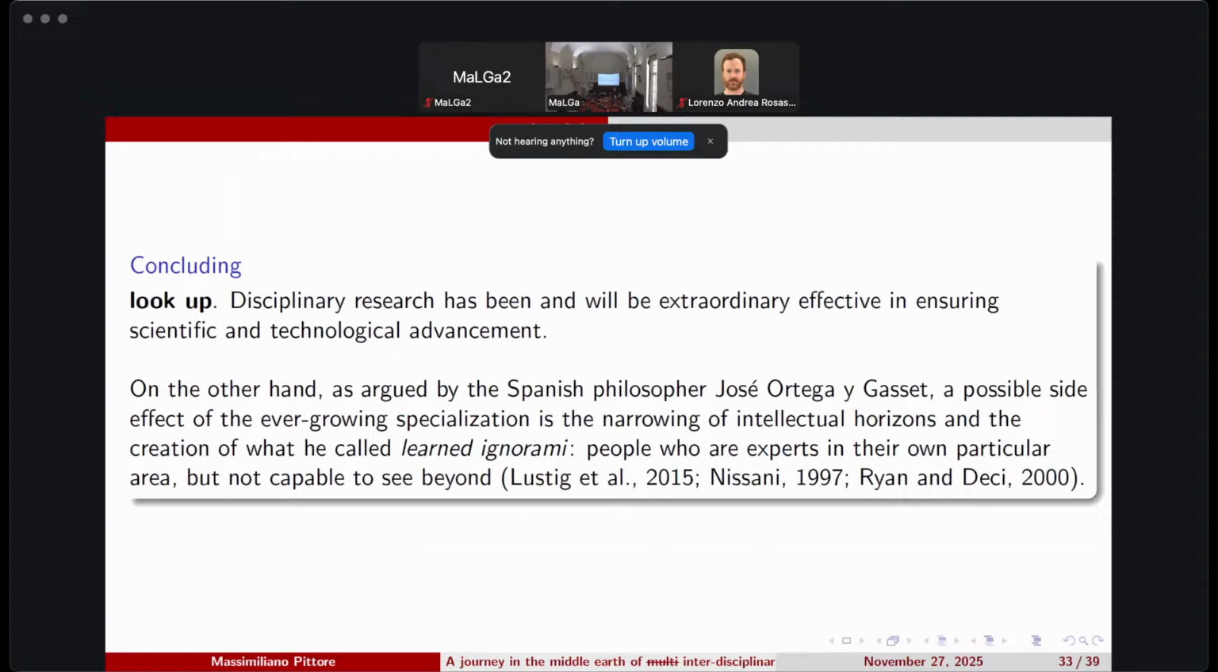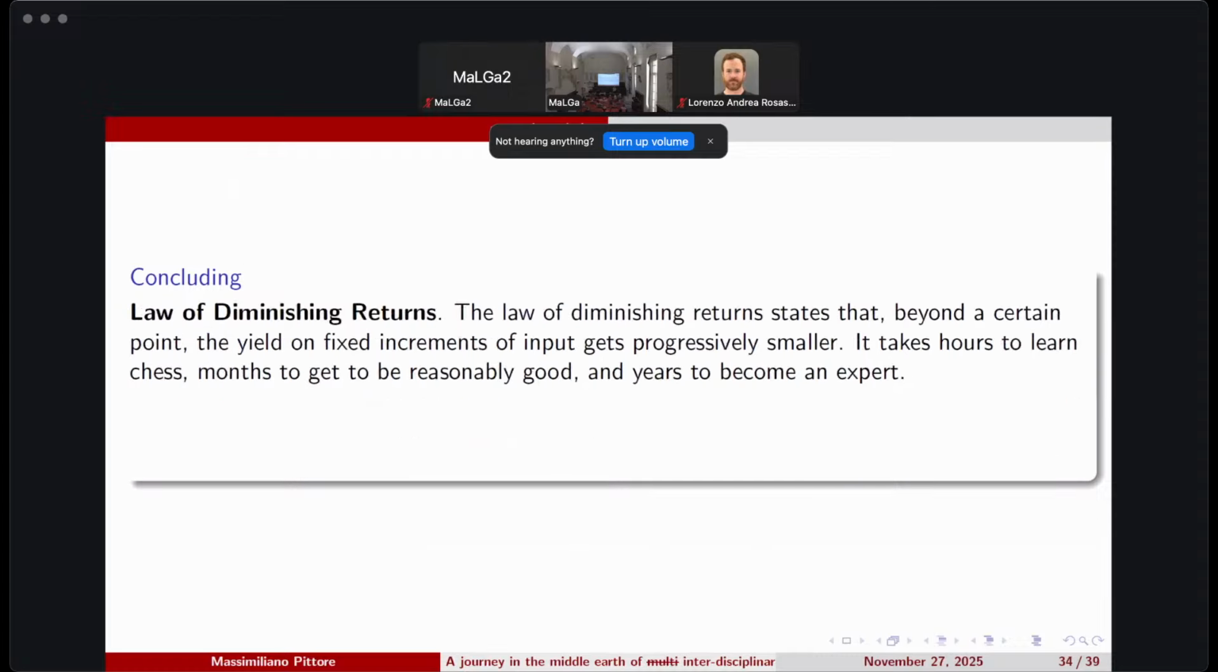So, from my perspective, the suggestion is always to try to look up and outside your sphere of comfort, your disciplinary sphere, no matter whether you are really advancing your field or not, just to retain some comprehensiveness in the cultural aspects of science as well.